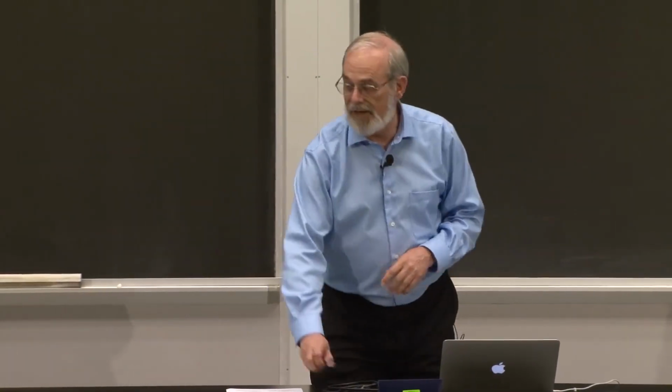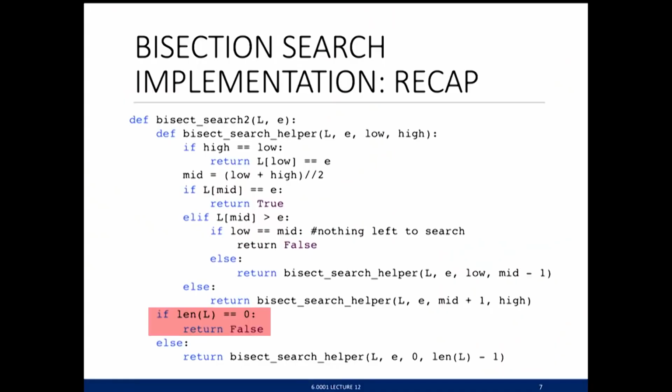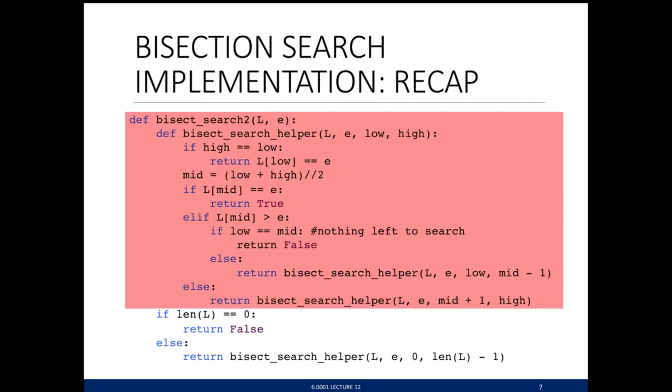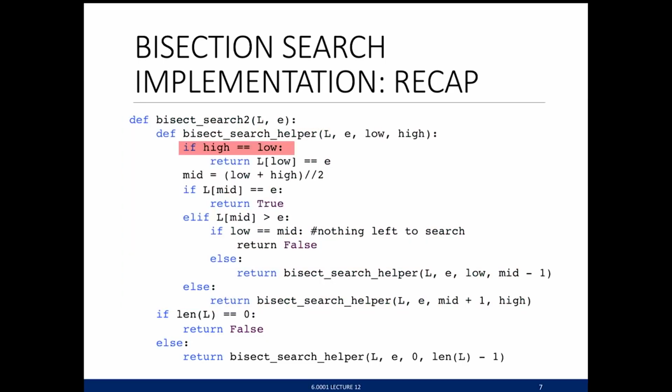And I'll just remind you of that code. I know it's a lot here, but just to remind you, it said down here, if I've got an empty list, can't be there, I'm going to return false. Otherwise, call this little helper function with the list, the thing for which I'm searching, and the beginning and end point indices into the list. Initially, the start and the very end. And this code up here basically says, if those two numbers are the same, I'm down to a list of 1, just check to see if it's the thing I'm looking for.